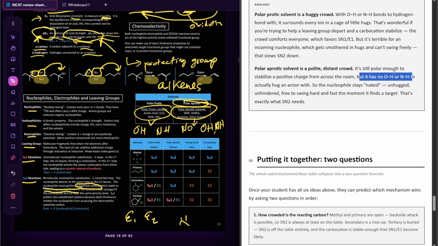For an anion to interact with that. So the nucleophile stays naked, unhugged, unhindered, and free to swing hard and fast the moment it finds its target. And that's what SN2 needs, right? So SN2 needs this. So that is what explains this chart.